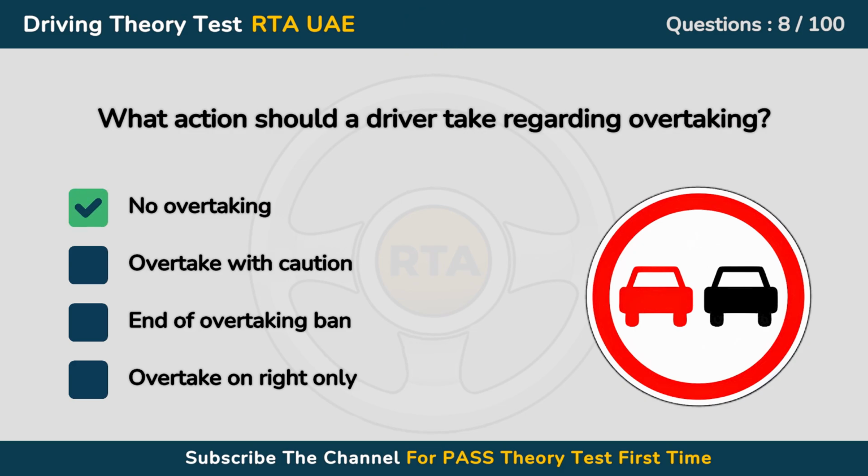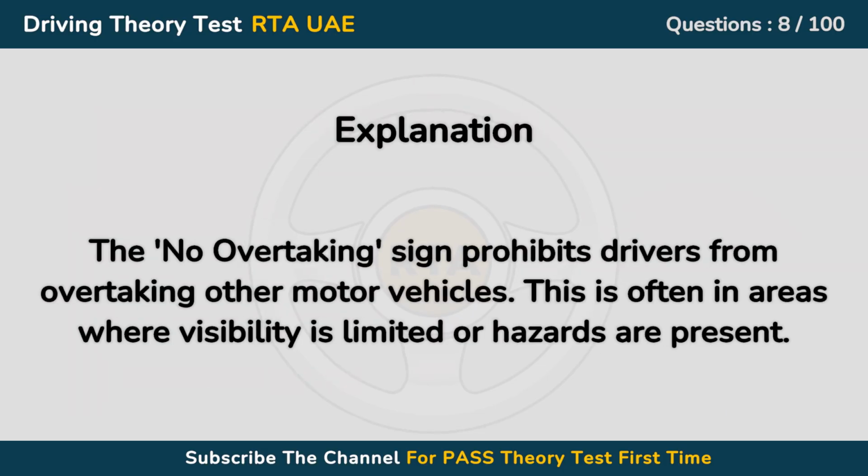Answer is A. No overtaking. The no overtaking sign prohibits drivers from overtaking other motor vehicles. This is often in areas where visibility is limited or hazards are present.